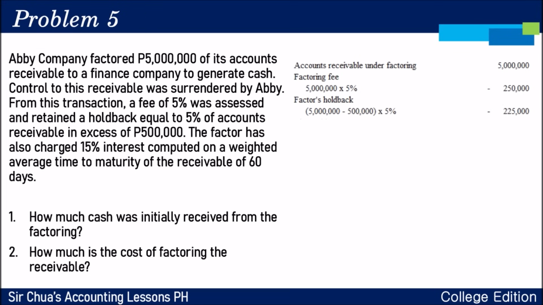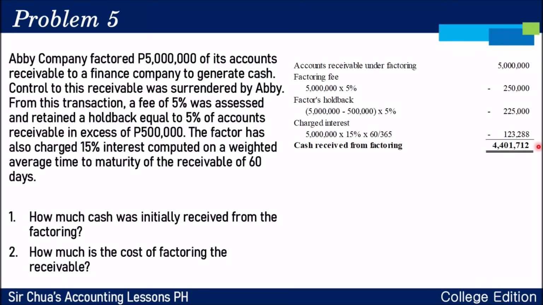Now, for the factors holdback, remember, it's 5% of accounts receivable in excess of 500,000. So kukunin nyo daw po yung 5% after mag-deduct ng first 500,000. Okay? In excess of 500,000. So, kailangan hindi magkakaroon ng effect dun sa 500,000 yung 5%. Okay? So, 5 million minus 500,000 times 5%, 225,000. And you also get the interest. 5 million times 15% times 60 over 365. 365 means the whole year. Okay? Which is 123,288. So you just deduct everything from the factored accounts receivable and the cash received from factoring is this one.